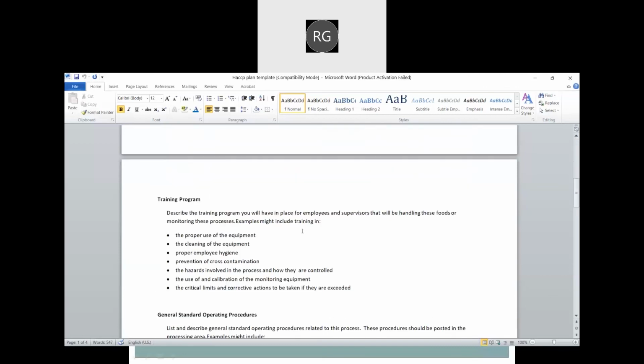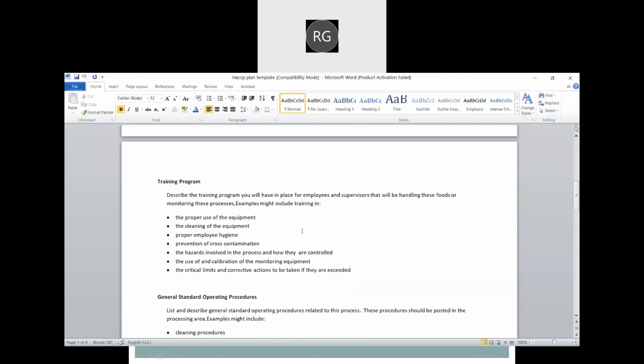Training program. Describe the training program you will have in place for employees and supervisors that will be handling these foods or monitoring these processes. Examples might include training in the proper use of the equipment, the cleaning of the equipment, proper employee hygiene, prevention of cross-contamination, the hazards involved in the process and how they are controlled, the use and calibration of the monitoring equipment, and the last one is the critical limits and corrective actions to be taken if they are exceeded.